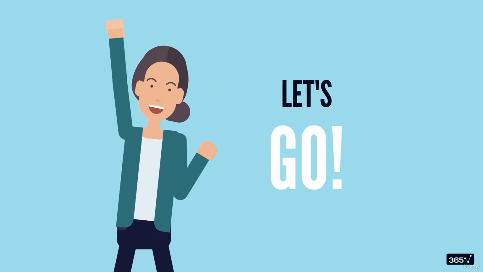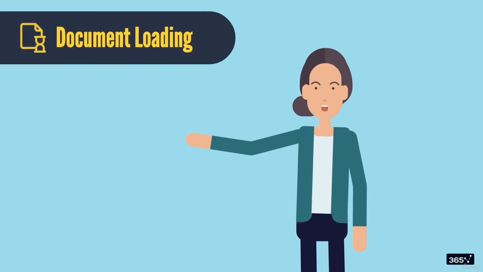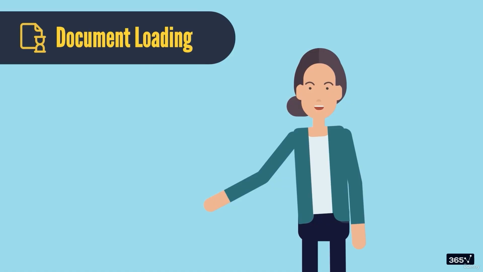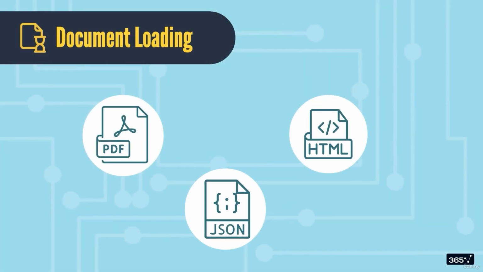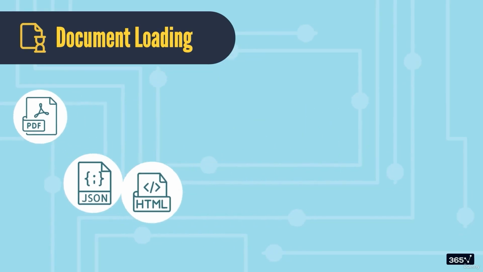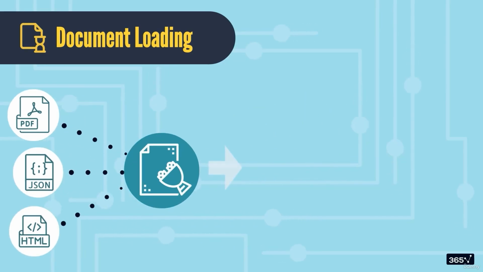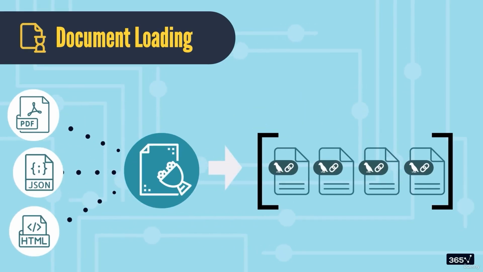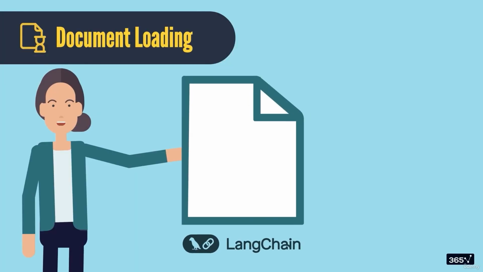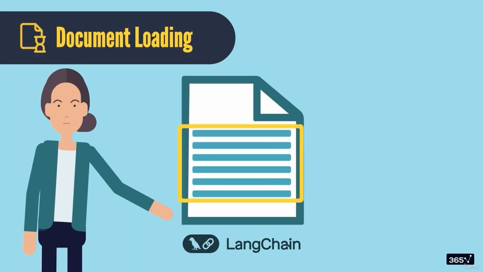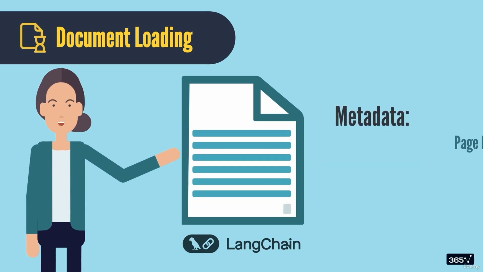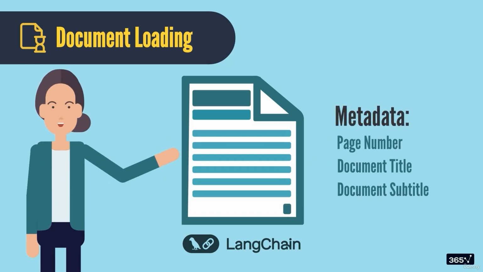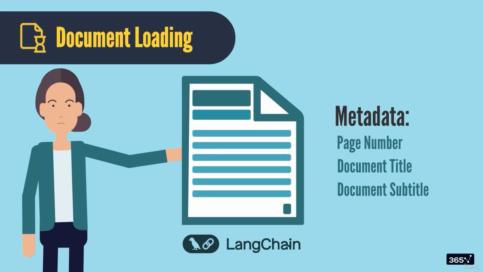Let's get into it. Document loaders in LangChain are classes responsible for taking a data source, a PDF, HTML, JSON, or virtually any other standard format, scraping its content, and saving it as a list of document objects. Document is a class in LangChain used to store a piece of text and its associated metadata, such as page number, document title, and document subtitle, among others.